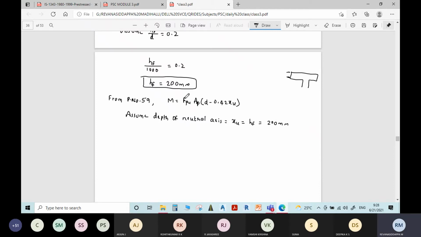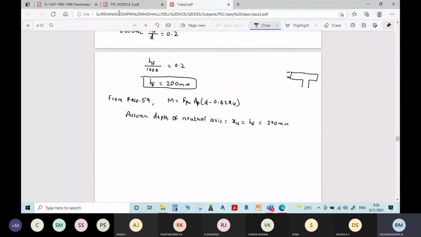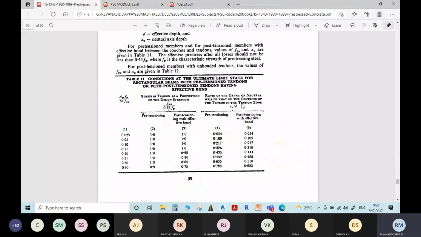Now we want this FPU value. For that, you need to refer to Table 11. To find this FPU, the depth of neutral axis XU is known, we have assumed it as 200 mm, and the effective depth is also known, that is 1000. If you do 200 by 1000, you will get the XU by D ratio. Corresponding to this XU by D ratio, you find the corresponding FPU by 0.87 FP.